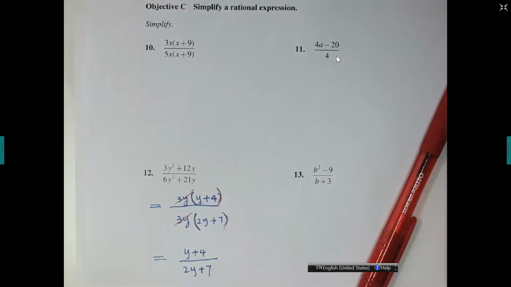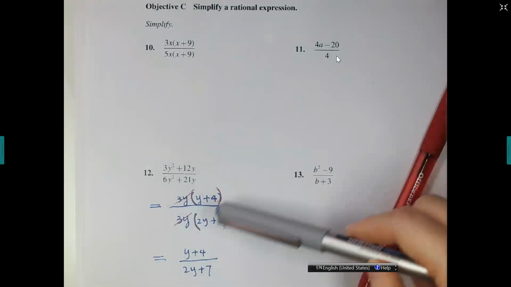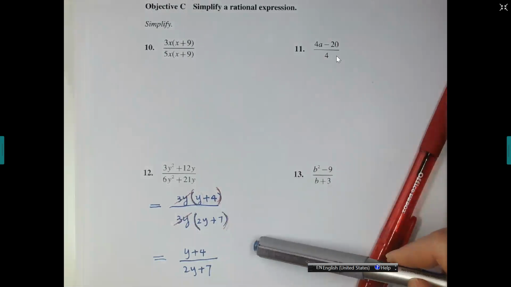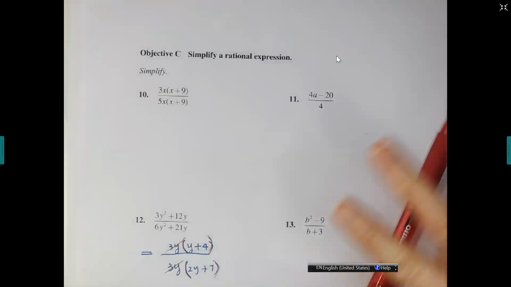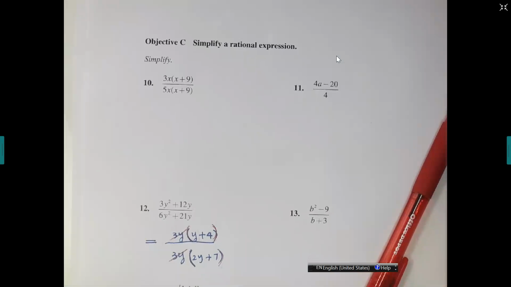That's it. This is a typical problem we see in chapter 7. Try to simplify a rational expression. It's a two-step process. Step 1, factor the numerator and denominator respectively. Step 2, cancel the common factors, and then write down the leftover as the final answer.